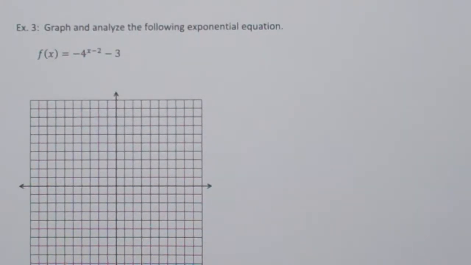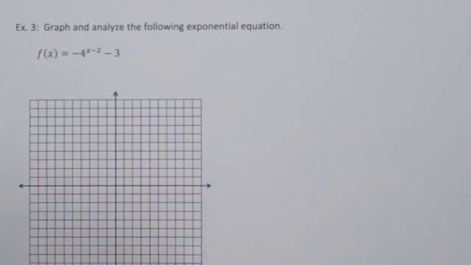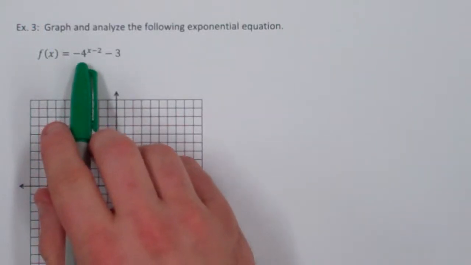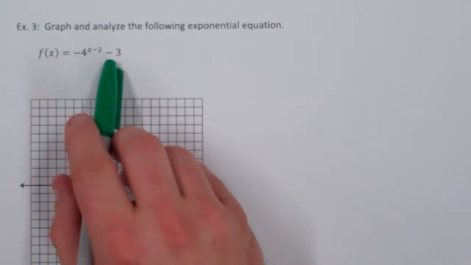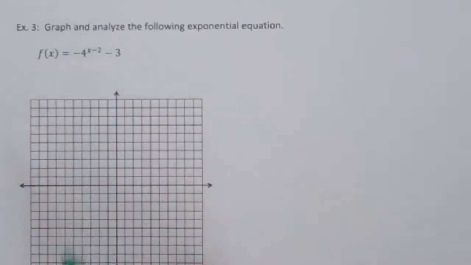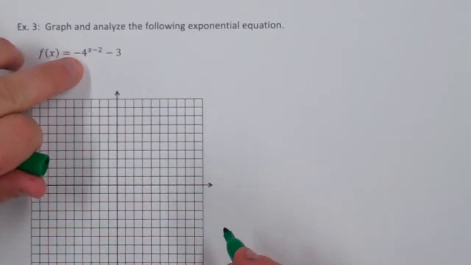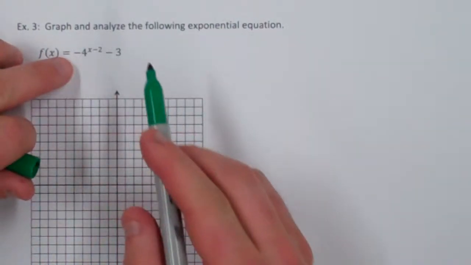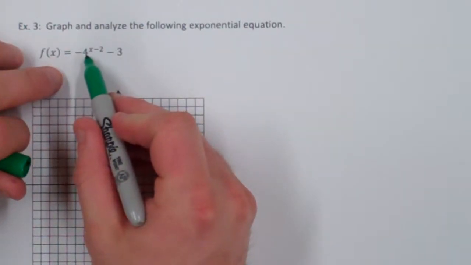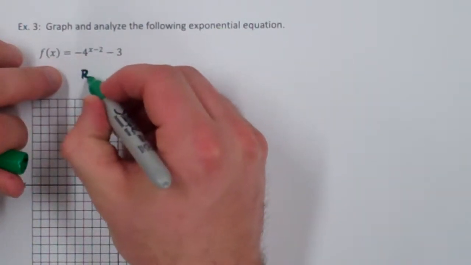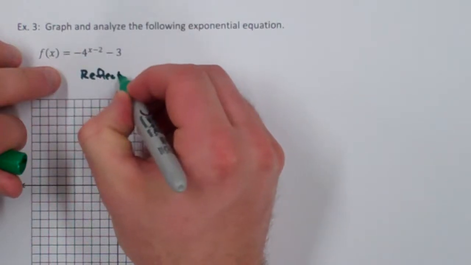In example 3, we need to graph and analyze the following exponential equation. If we take a look at this equation, f of x is equal to negative 4 to the x minus 2 power minus 3. Got a few things going on here. One thing is we have a base of 4, so we'll need to know that. Also, we have a negative sign out in front of the 4, and so we know that we're going to have a reflection.